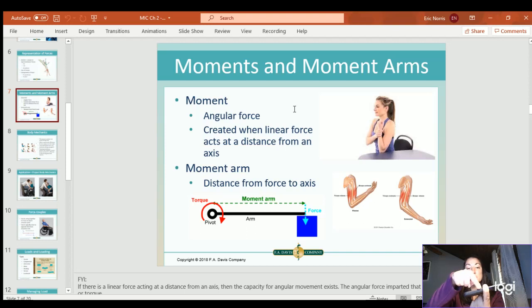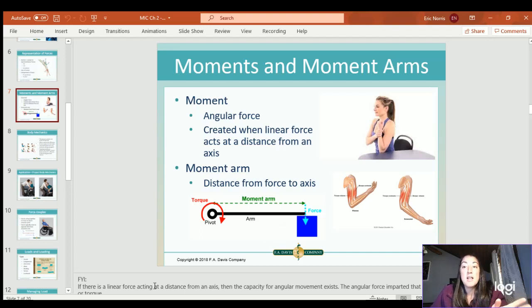If I get right here close to the axis, it doesn't move very much, but further away, I can make a big movement. The moment arm is the distance between the axis and wherever you're touching, wherever the movement occurs. So if it's right here, it's a short moment arm. If I move all the way out here, it's a longer moment arm. So the moment arm is the distance between the axis and wherever your force is applied.